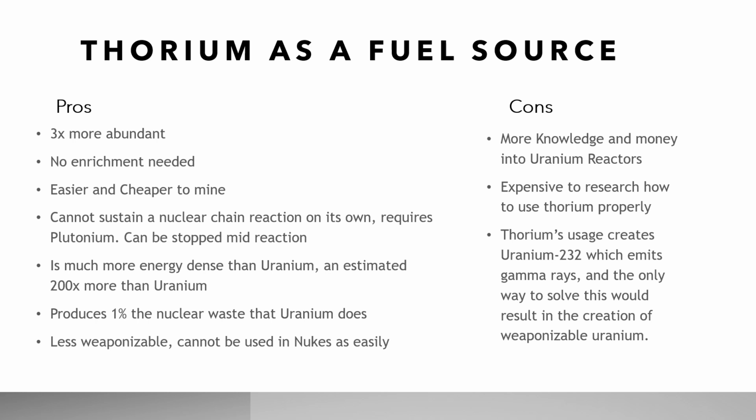Thorium produces 1% of the nuclear waste that uranium does, and it is less weaponizable, meaning it cannot be used in nukes as easily. A few cons that thorium has: people have already invested a lot of research, money, time, and resources into uranium nuclear reactors. It'll be really expensive to kickstart thorium reactor usage too. And thorium's usage creates uranium-232 as well, which emits gamma rays, and the only way to solve this would result in the creation of weaponizable uranium.